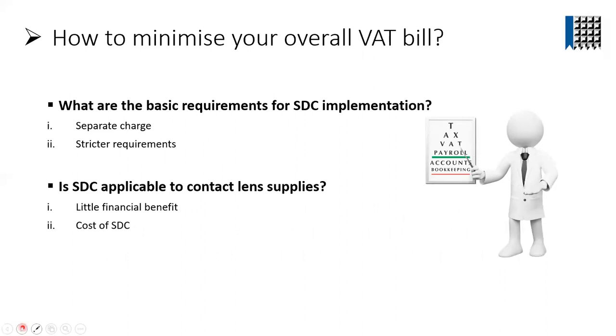I believe another important thing to mention here is that the SDC method is very good for specs and lenses, but it is not good for contact lenses. In our experience, there is little financial benefit to gain from using SDC in accounting for output VAT for contact lens supplies. The cost of SDC will be greater than the benefit for most opticians as far as contact lenses are concerned. Therefore, we would recommend continuation of a fixed taxable percentage for contact lenses, but it has to be agreed with HMRC. You cannot just do it without getting agreement from HMRC.